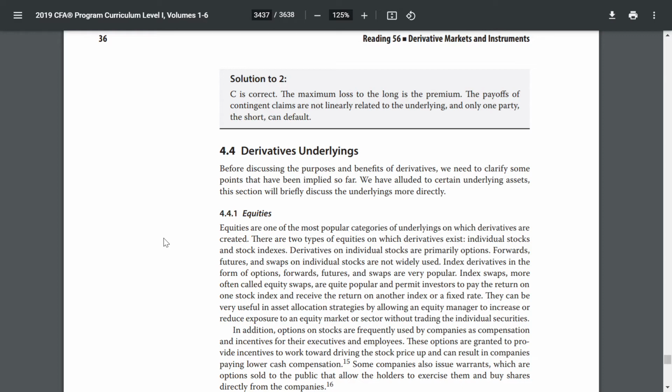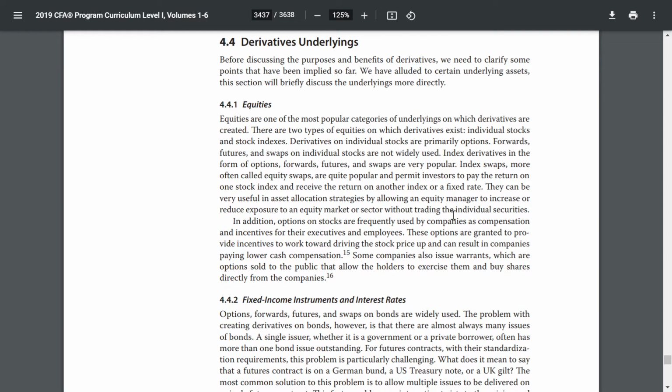Equities are one of the most popular categories of underlying on which derivatives are created. There are two types of equities on which derivatives exist: individual stocks and stock indexes. Derivatives on individual stocks are primarily options, forwards, futures, and swaps, though they are not widely used. Index derivatives in the form of options, forwards, futures, and swaps are very popular. Index swaps, more often called equity swaps, are quite popular and permit investors to pay the return on one stock index and receive the return on another index or a fixed rate.